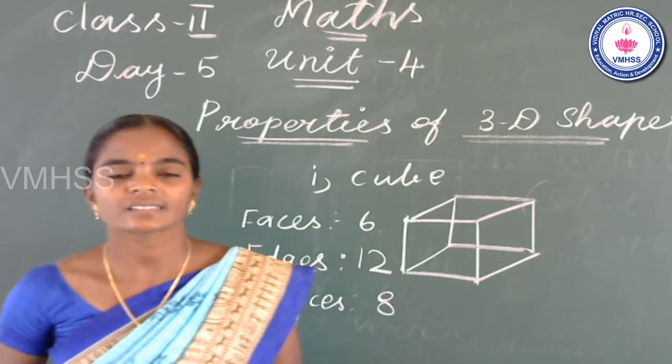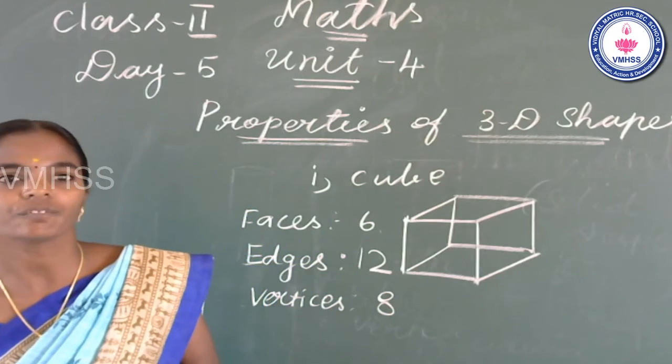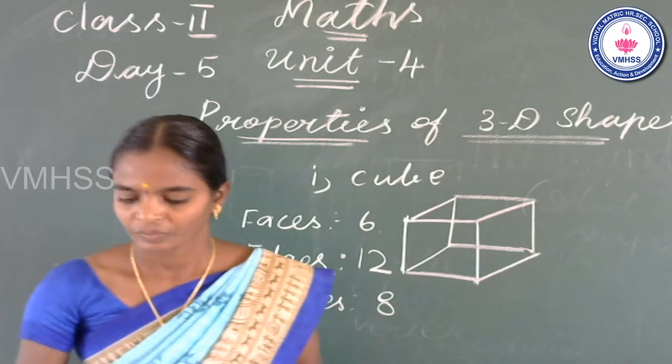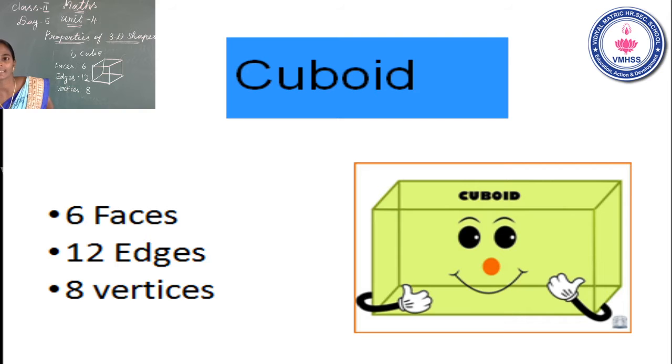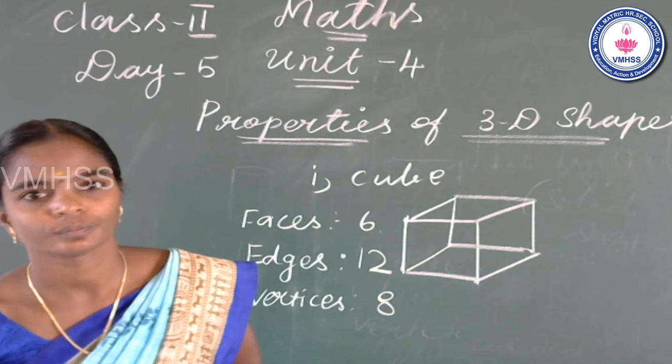Children, next we see the properties of a cuboid. See the slide all of you. Students listen, look at the slide. This cube shape has edges 12, faces 6, vertices 8. Next we see the properties of a cuboid. Children, look at the board all of you.